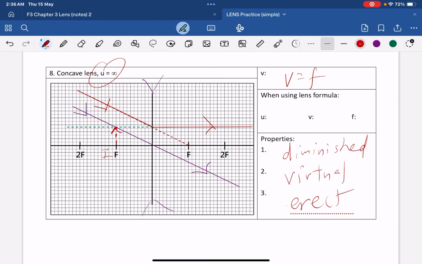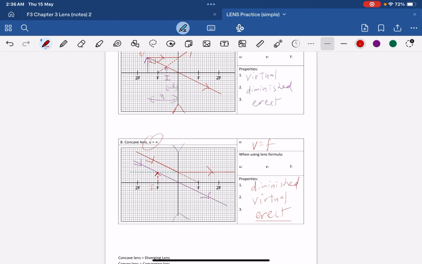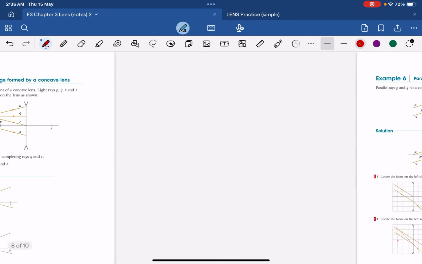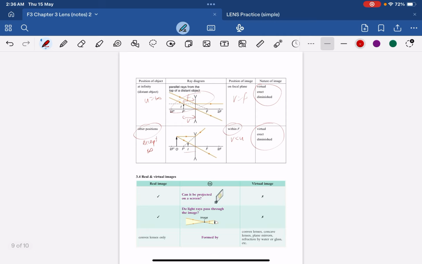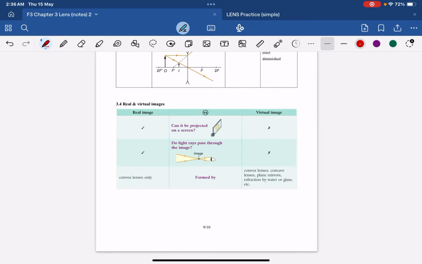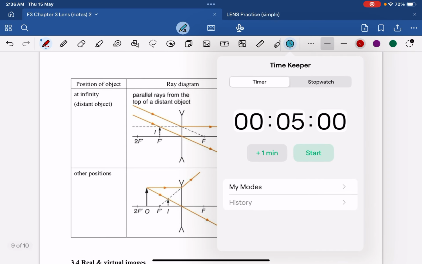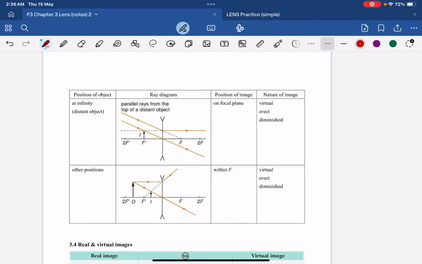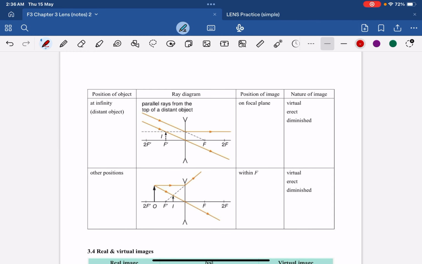These are the most important parts for drawing the ray diagrams in this chapter. You can check these on page 9. Page 9, yes. Please know how to draw these ray diagrams.